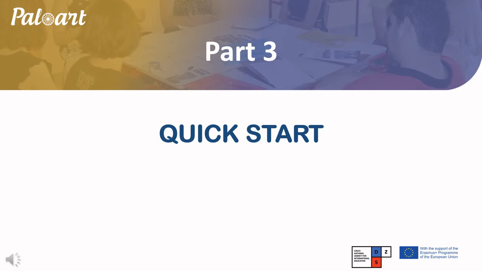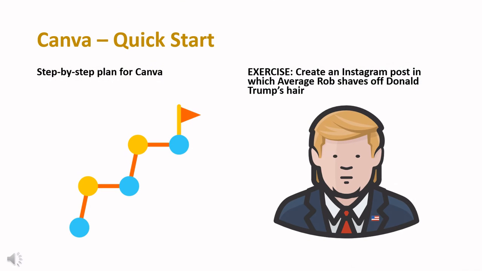As mentioned earlier, in this lesson, the students will not be using Photoshop for their graphic design, but they will be using Canva. To get to know the program better, they follow the quick start step-by-step plan for Canva. The quick start contains instructional phases and practice phases. After each instruction phase, the theory is practiced with an exercise. In this case, the learners create an image suitable for Instagram in which Average Rob shaves off Donald Trump's hair.